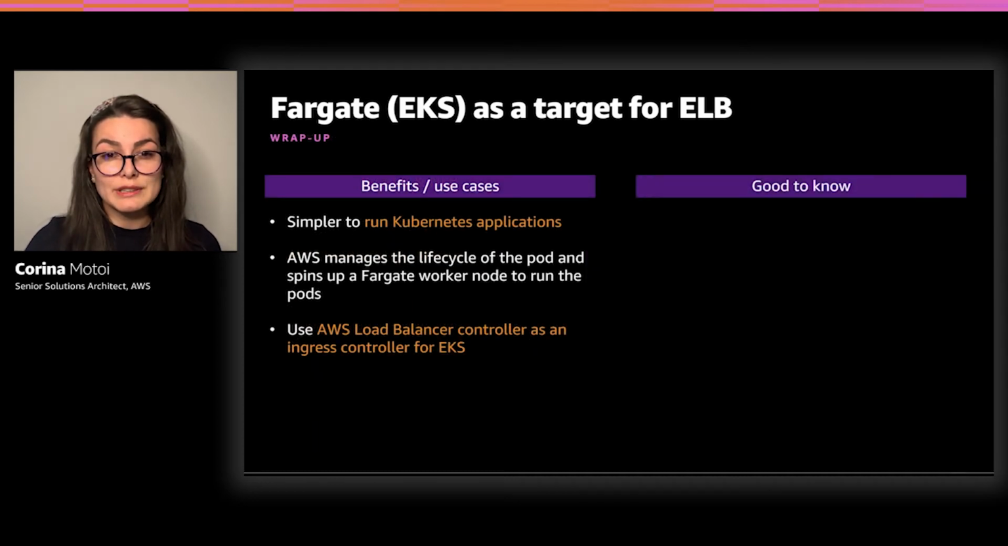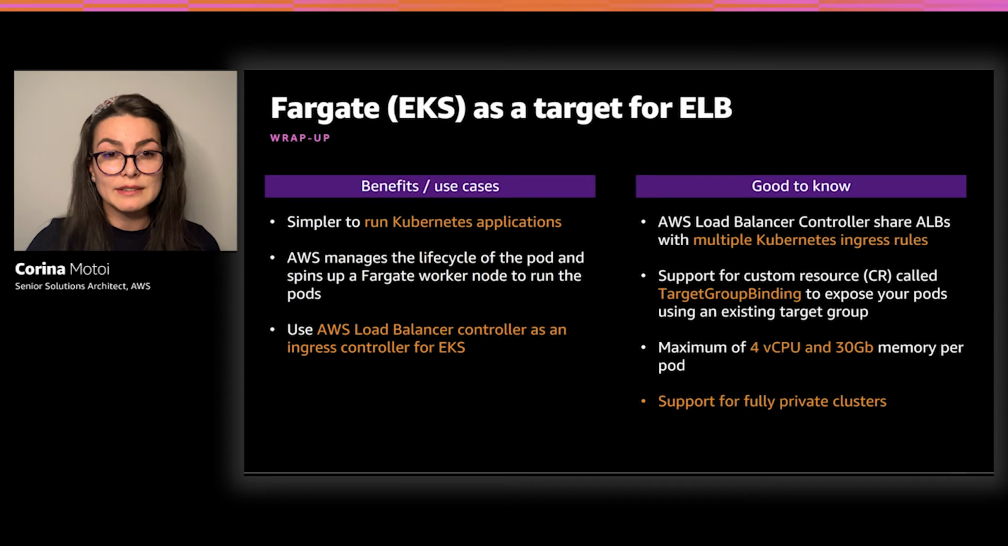Other things which are worth calling out: the AWS load balancer controller shares ALBs with multiple Kubernetes ingress rules. There is support for a custom resource called TargetGroupBinding to support pods using an existing target group. That way, the load balancer sits completely outside of Kubernetes, but still manages the targets with the Kubernetes service. In terms of capacity, you can have a maximum of 4 vCPUs and 30 gigabytes of memory per pod.